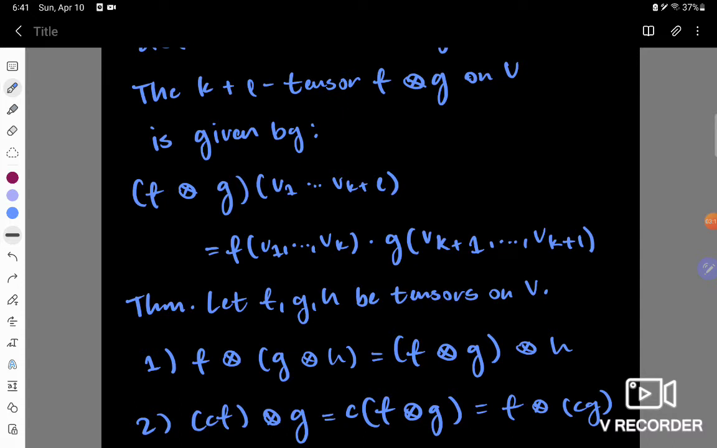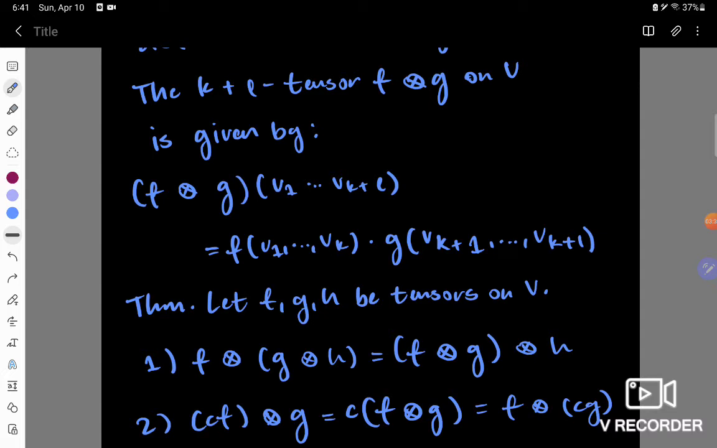The second one is homogeneity. So we show this triple equality that if we take a scalar c times f tensor g, if you evaluate this, you can just pull a scalar out of a tensor product as follows: c times the tensor product of f and g, and this equals f, the tensor product of f and the same scalar c times g. So you can place the scalar anywhere you'd like basically in this tensor product, and that's essentially what we have.